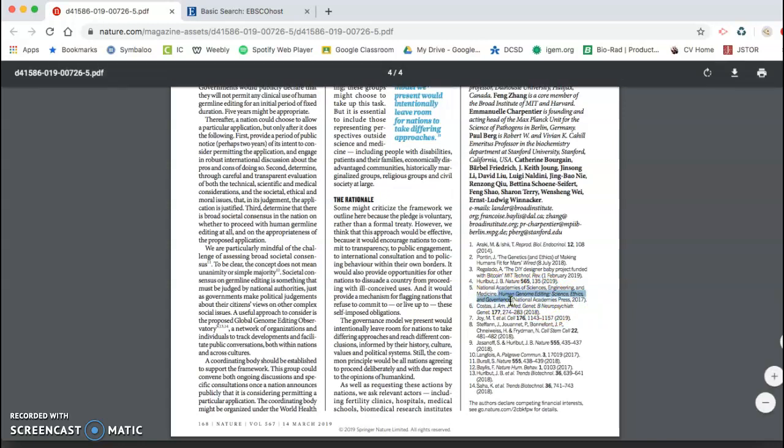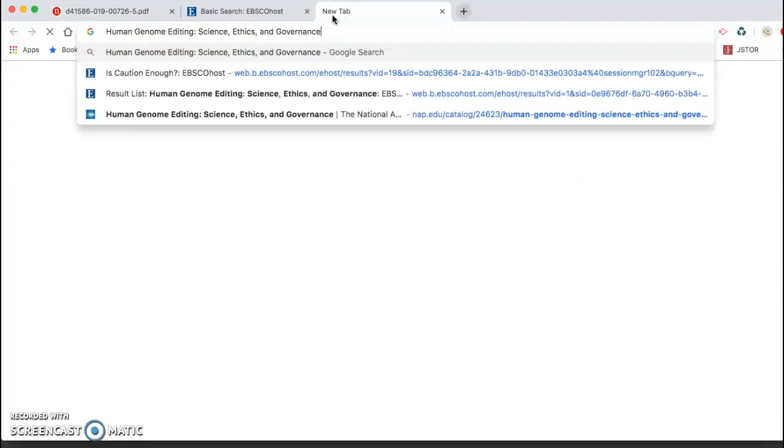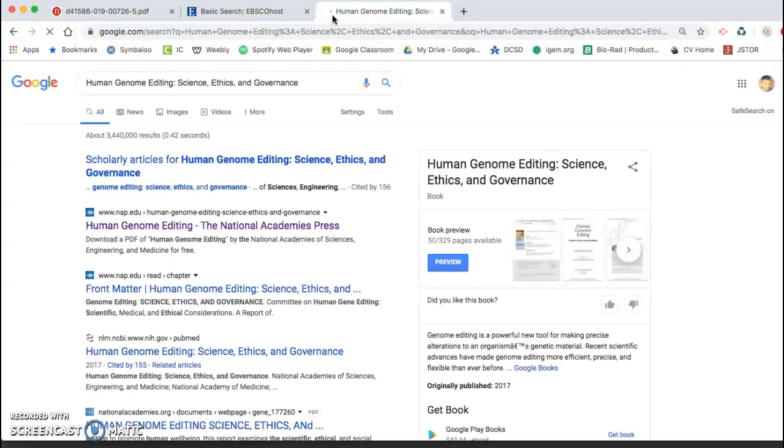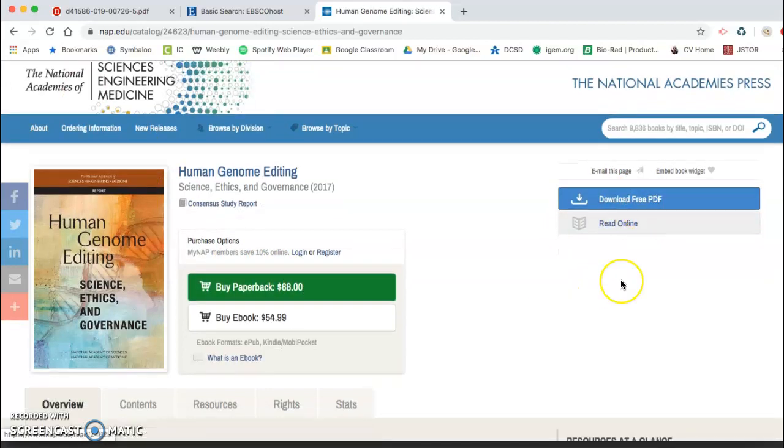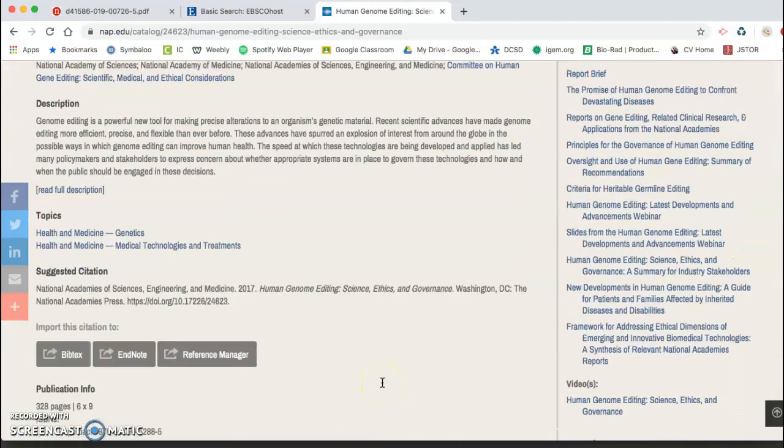Now, it doesn't mean that I have to go through and read the whole thing, and make sure that I understand everything exactly, right? That's not what I need to do necessarily. But I kind of want to see what this is, and maybe if I have access to it, check it out. So this is from the National Academies of Sciences, Engineering, and Medicine. I could buy the paperback for $68, and I'd rather not do that. You could download a free PDF, it looks like.